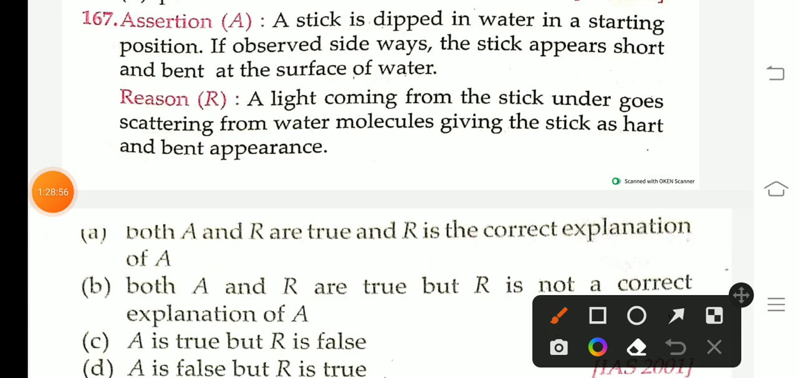Next, assertion A. A stick is dipped in water in a slanting position. If observed sideways, the stick appears short and bent at the surface of water. Reason R: light coming from the stick undergoes scattering from water molecules, giving the stick a short and bent appearance. Right answer will be option C. A is true but R is false.